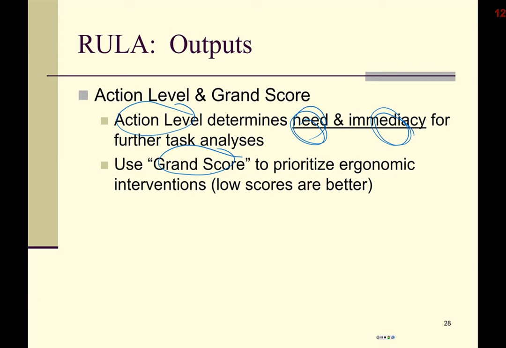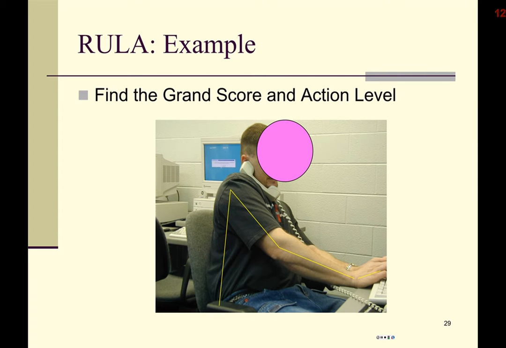UE-RULA will also give you a grand score, and there are more grand scores than there are action levels, but grand scores help you prioritize. If you've got something that's a level of 5, that would have a higher priority than something that's a level of 1. So grand scores are used to help you prioritize tasks for change.